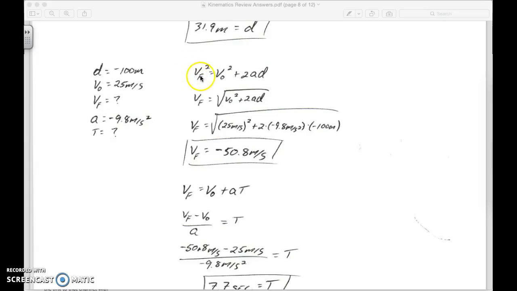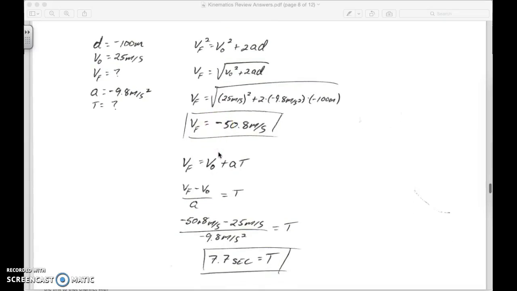We're solving for VF, so we just have to get rid of the squared by taking the square root of everything on the right side. You can see I've done that in this step here. Once we plug in our numbers, we get VF equals the square root of 25 meters per second squared plus 2 times negative 9.8 meters per second squared times negative 100 meters. That's going to give us a final velocity of negative downward 50.8 meters per second. The negative makes sense because the penny is going to be moving down when it gets to the ground.